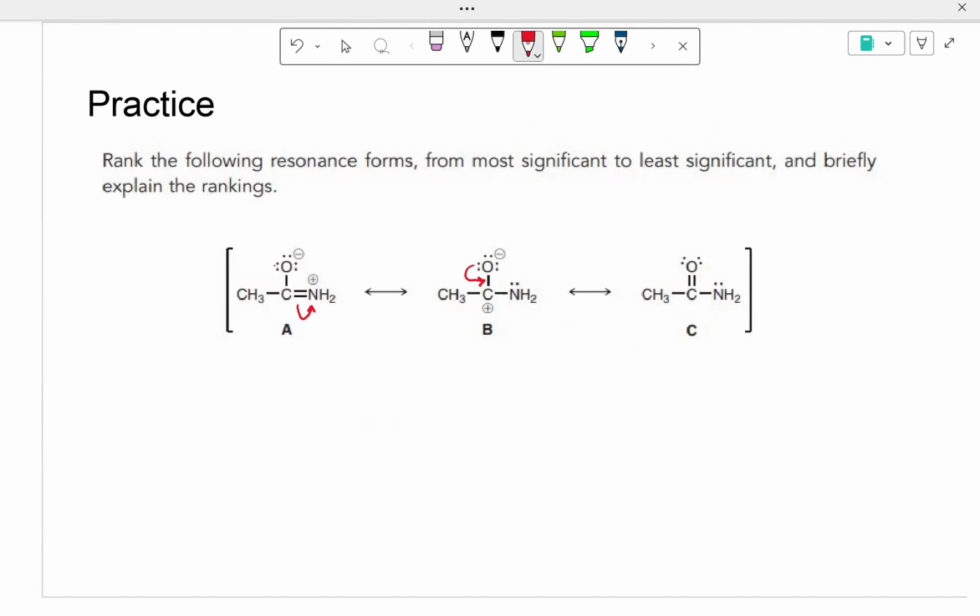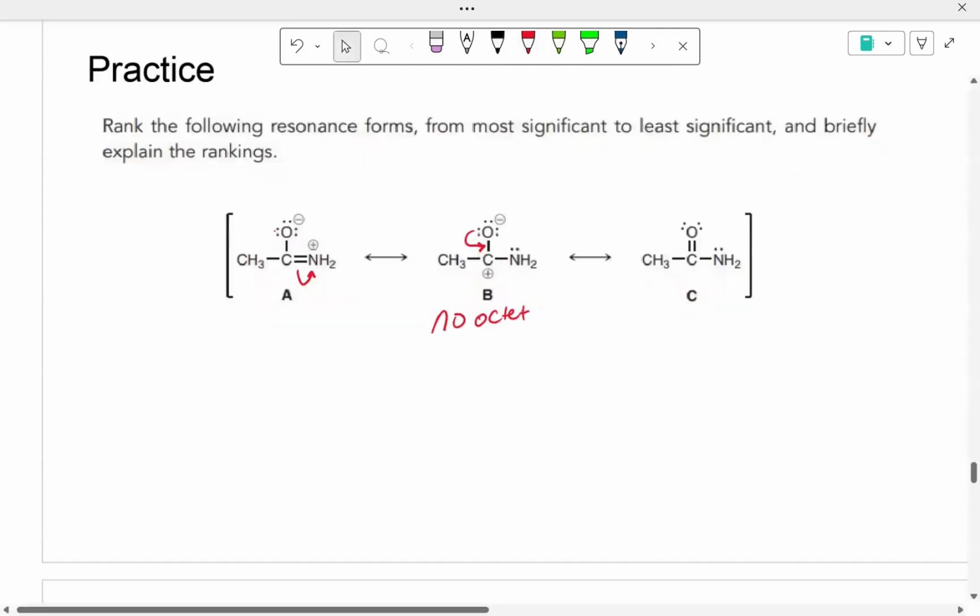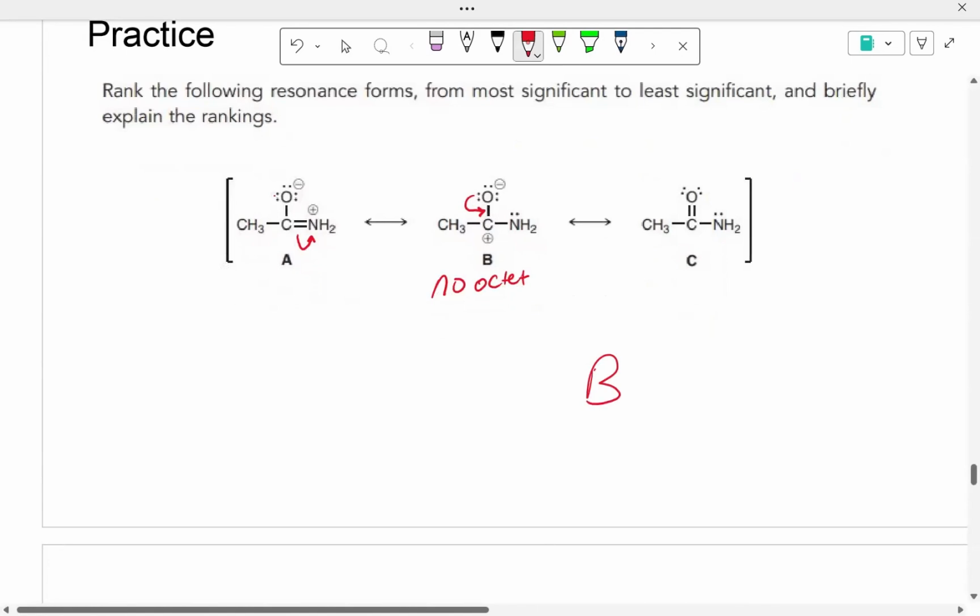Now let's go through our rules in terms of most significant, least significant. The first rule is the resonance structure that has a full octet of everything is going to contribute more. So notice B is the only one that doesn't have a full octet on that carbon. So we're going to compare C and A, because C and A are going to be bigger contributors than B. So what we're doing is we're going to put B at the bottom of our list.